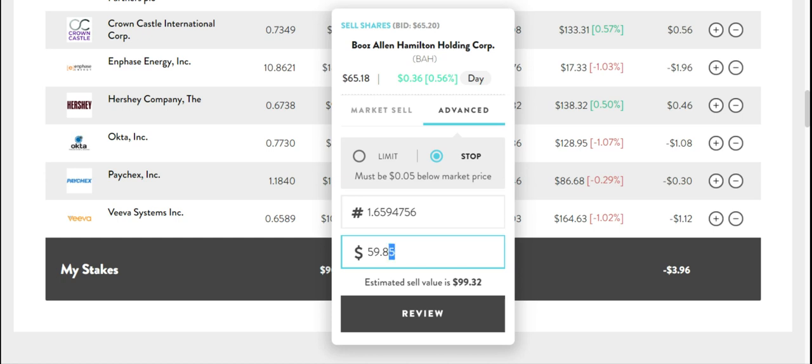But the point is the share's gone wrong. Something's happened with the share. It's gone the wrong way, and I just want my money back, and I want as much of it as I can get back as quickly as I can get it back, and then I can put it into a better stock.